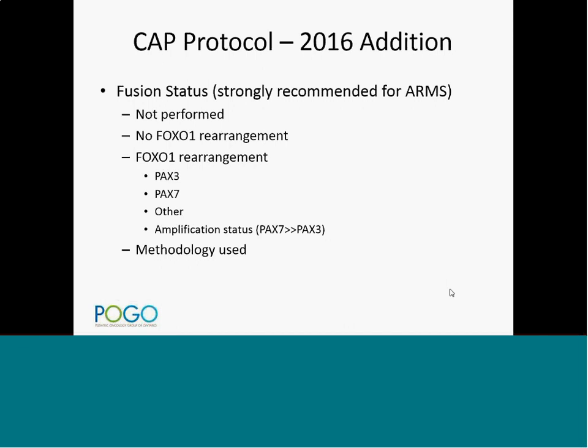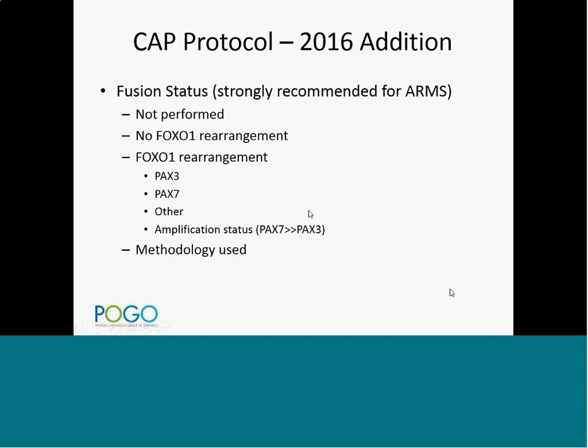Another addition to the CAP protocol for 2016 is the fusion status. It's listed there as either you haven't performed it, you've performed it and it was negative, or you've performed it and it's back as a rearrangement in the FOXO1 gene. This is strongly recommended for alveolar rhabdomyosarcoma. If you see morphologically an alveolar rhabdomyosarcoma, it's very important to document the fusion status. It does have diagnostic implications.